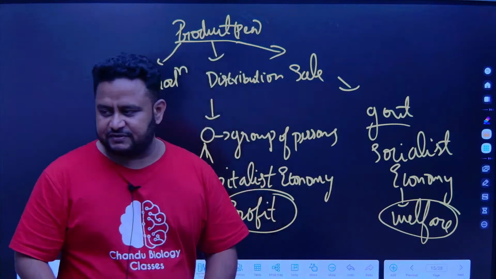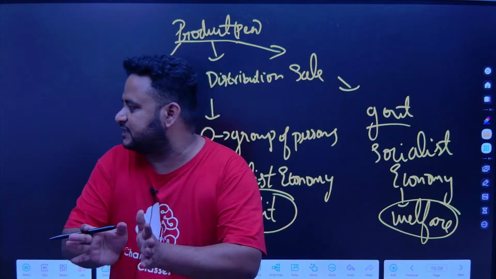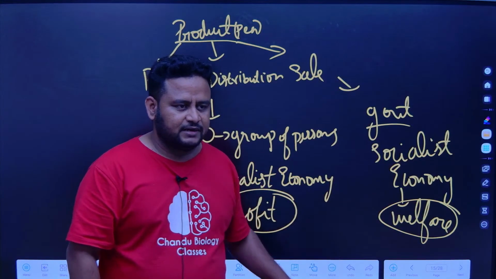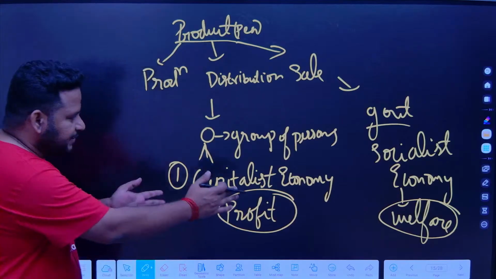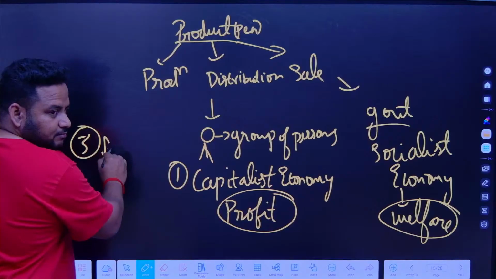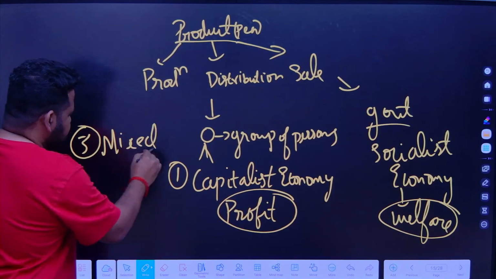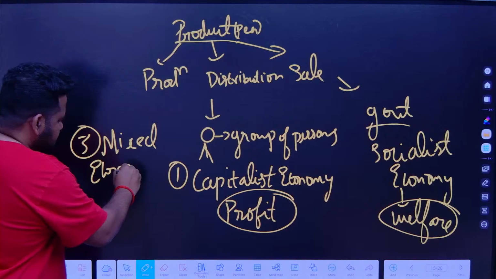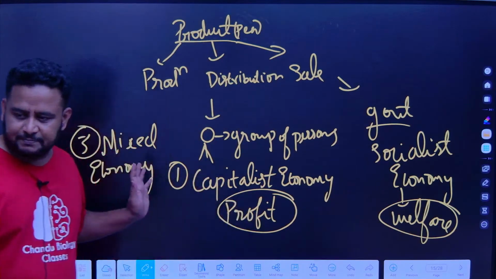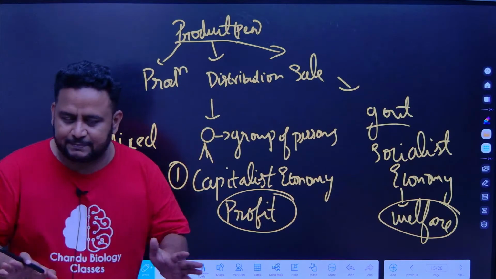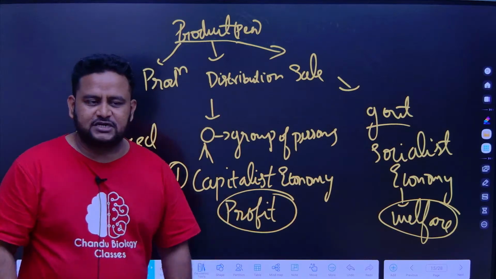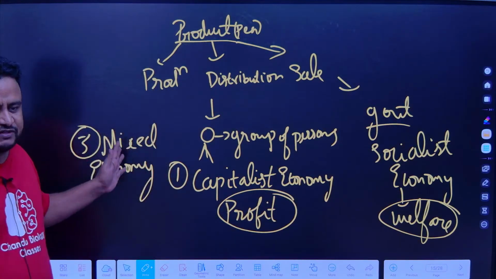I should produce in such a way that people are capable of buying that good. That is the meaning of welfare economy. Clear? Now, if you combine the capitalist and socialist economy, we get a third, that is mixed economy. So usually we call the US a capitalist economy and India a mixed economy. But no economy is completely capitalist, no economy is completely socialist. Most economies are mixed economies.